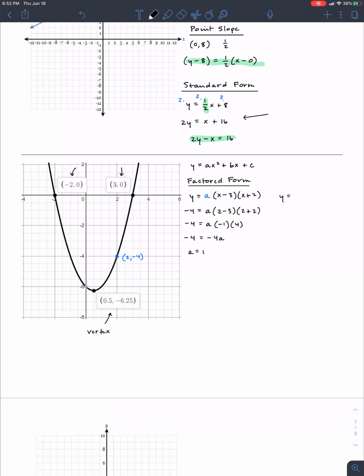So here's our factored form: y equals (x minus 3)(x plus 2). Okay. Another equivalent form that we can go to is our standard form. And we can do that by distributing. So standard form.